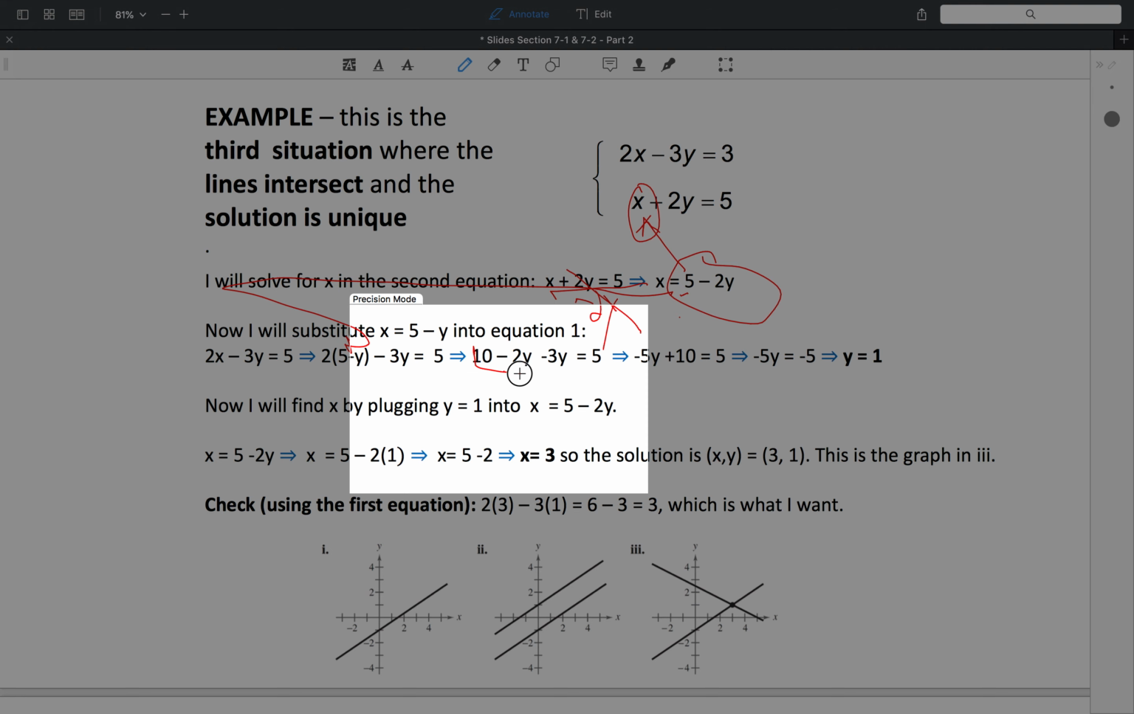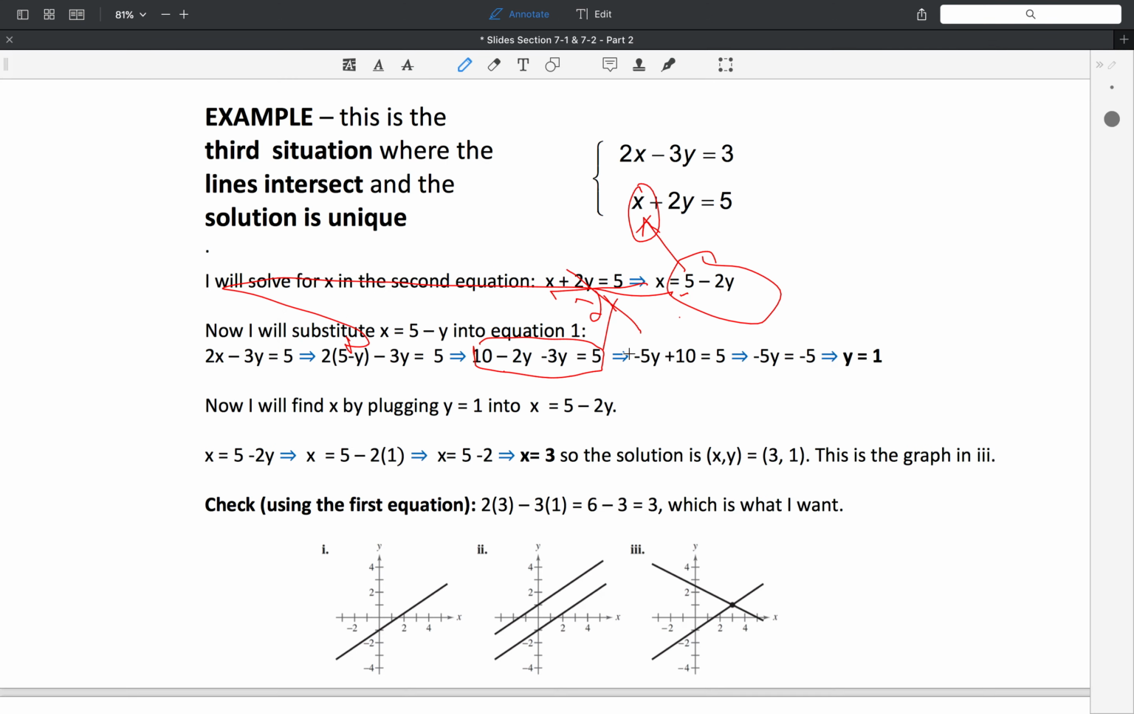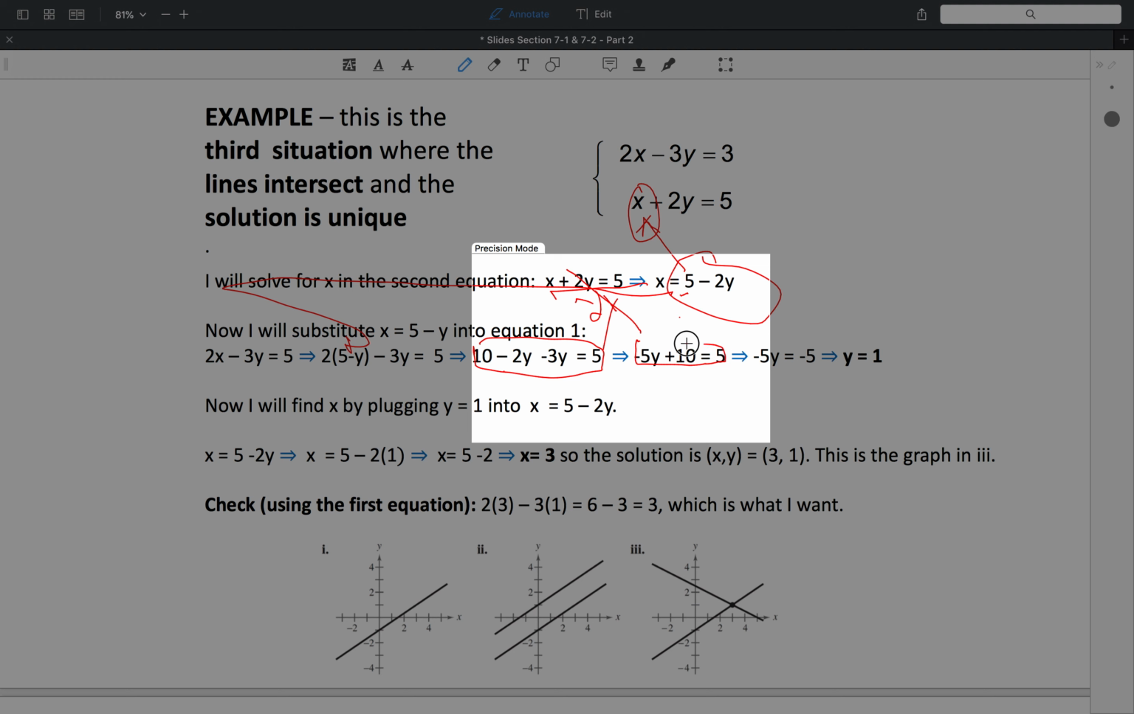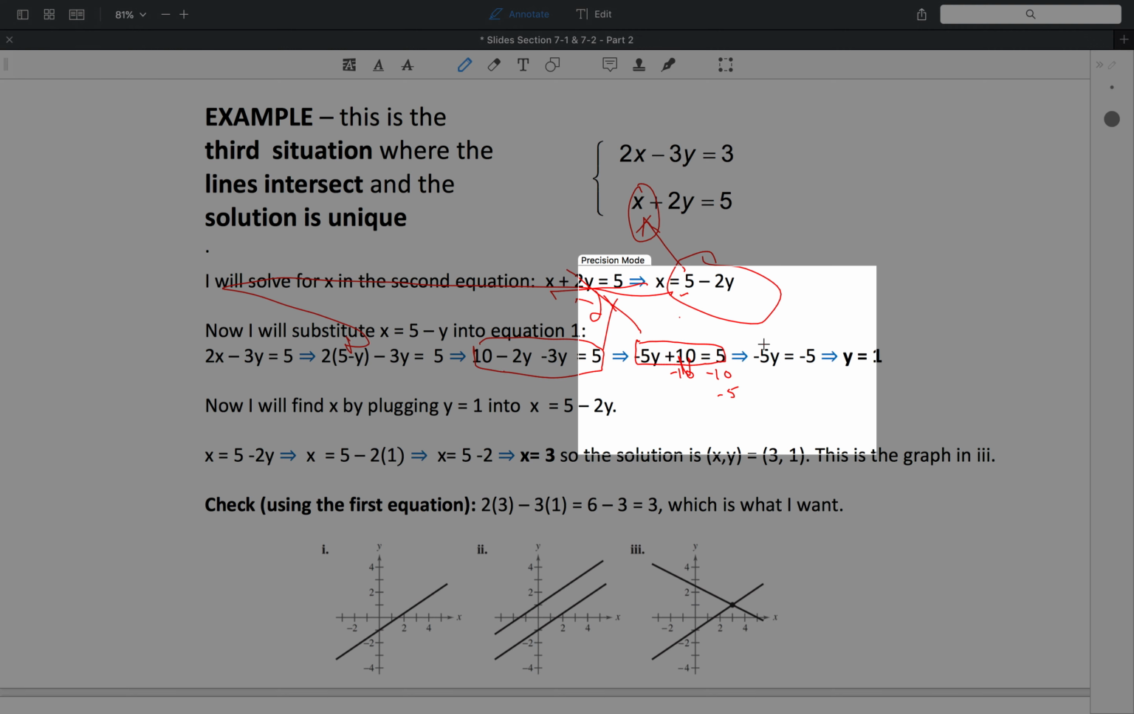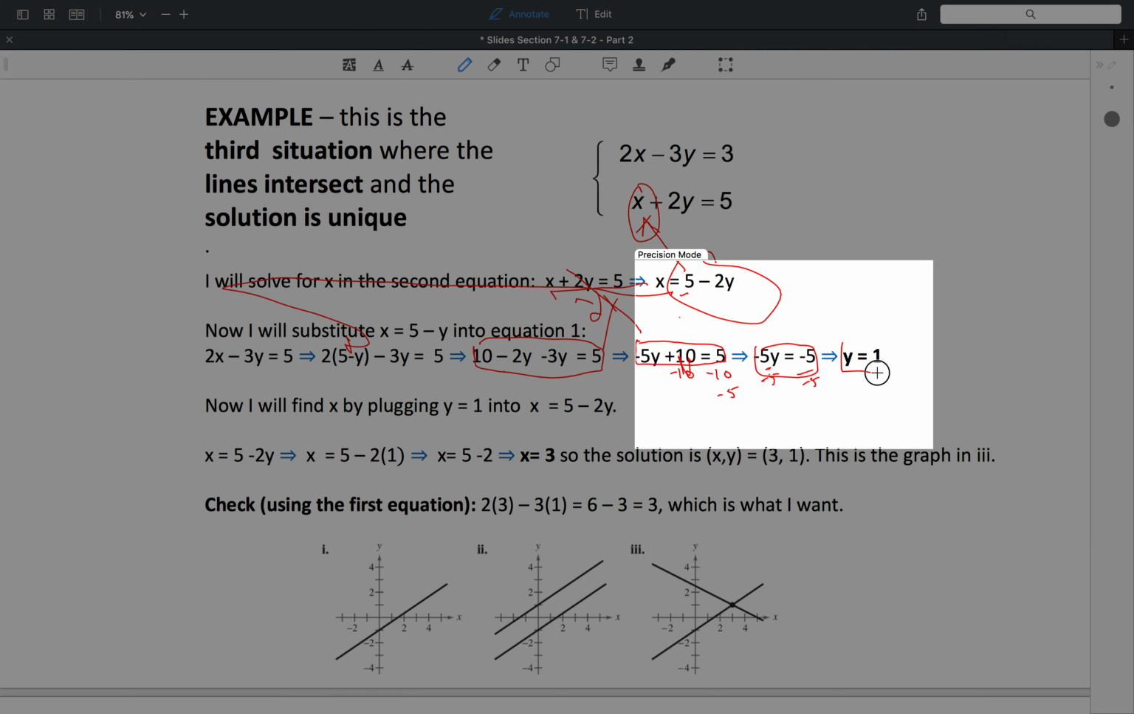Then the next step is I get this. So I'm going to combine the two y's here. And now I subtract 10 from each side. That's going to cancel. This is going to be a minus 5 over here. So you'll see what I get right here. So I get minus 5y is equal to 5. Divide by 5, minus 5 each side. And you see that I get y is equal to 1. Okay. So now I want to plug this back into my equation. So I'm going to plug that in here.